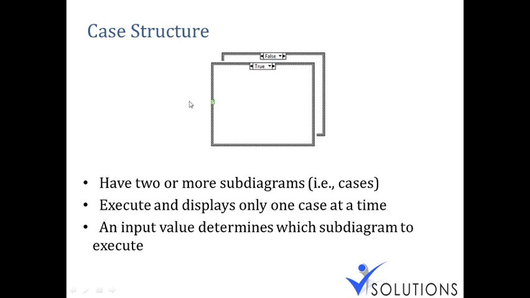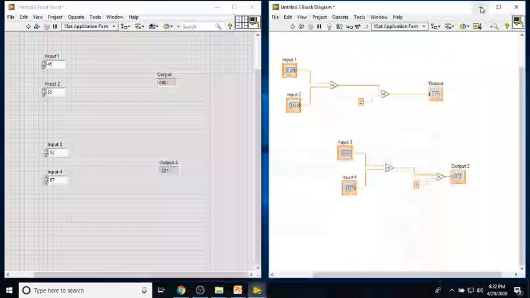So if you pass a true value to your case selector terminal, the true frame executes, and any code inside the true frame is going to execute. Meanwhile, when you pass a false value to your case selector terminal, the false case is going to execute, and any code inside the false case is going to get executed. Fine. So if you can get this, I'll quickly move into the demonstration of your case structure using LabVIEW.